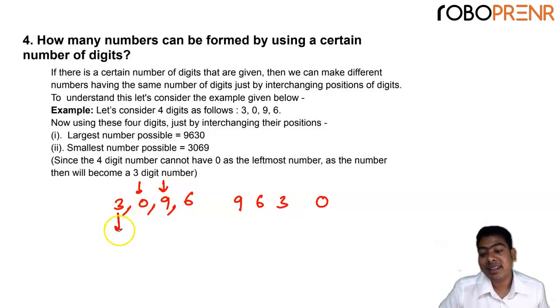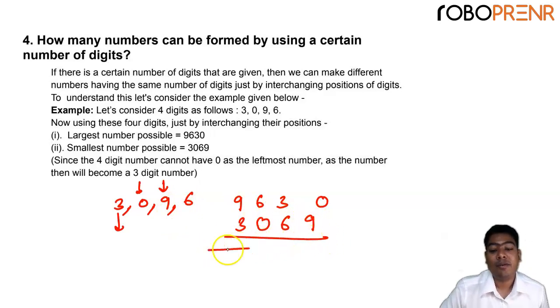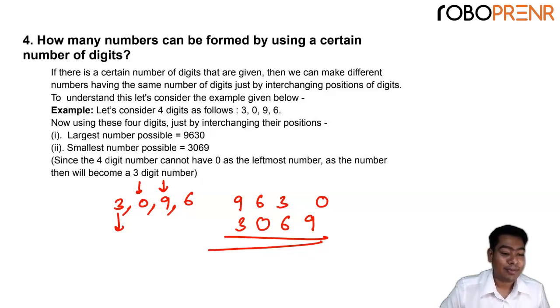So we'll leave 0 and see the next smallest digit. The smallest digit is 3 in this case, so we'll write 3. After 3, the smallest is 0, so we'll write 0. After 0, the smallest is 6, so we'll write 6 over here. And we will place the largest digit at the end, that is 9. Thus we got the smallest 4-digit number that can be formed, that is 3069. So now let's see the next concept.